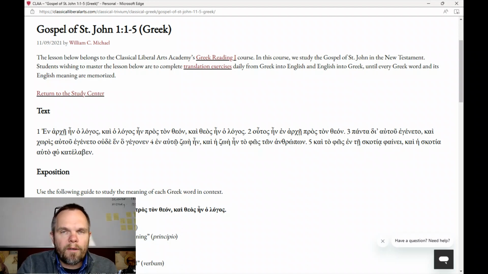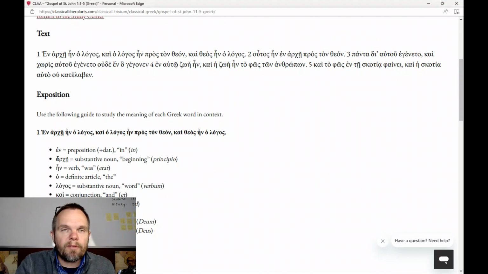So that's a walk through all the details of verses 1 through 5. Let's go ahead now and look at the translation. So verse 1, let's read the verse together, and then we'll look at the exposition of each word and then put it back together for translation. This first verse reads, En arche ein ho logos, kai ho logos ein pros ton theon, kai theos ein ho logos.